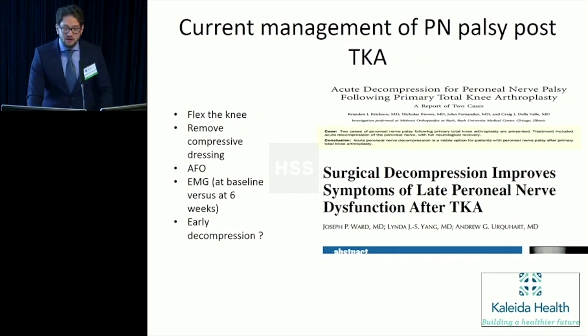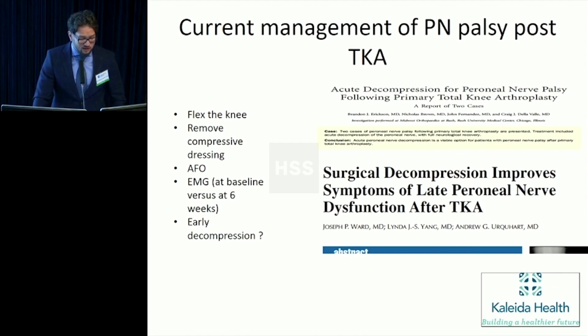So now, what is the current management of peroneal nerve palsy? In the articles from the late 80s, the standard treatment was to flex the knee, remove compressive dressings, give the patient an AFO, and do EMG probably at baseline, or at 6 weeks.